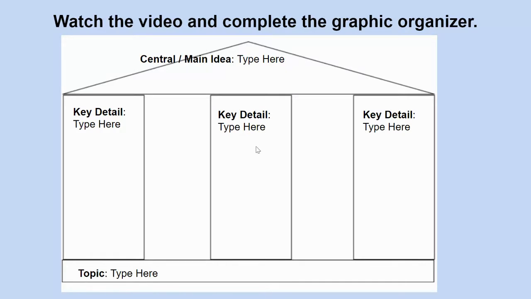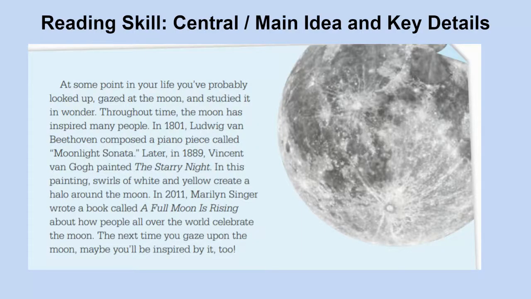There are three details. They have things in common. They're all about people who did different pieces of art, whether it was a piano piece, a painting, or a book, that was based on the moon. Now, to determine our main idea, we need to see what those three key details are pointing us to. Those three key details show people who were inspired by the moon to create different works of art.